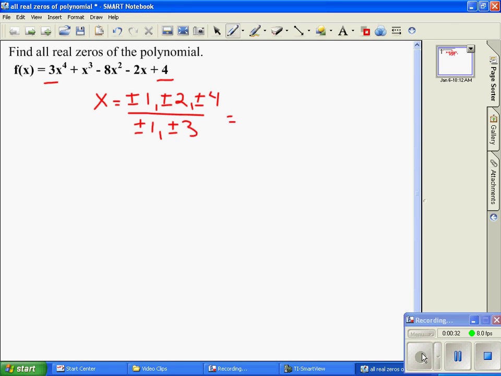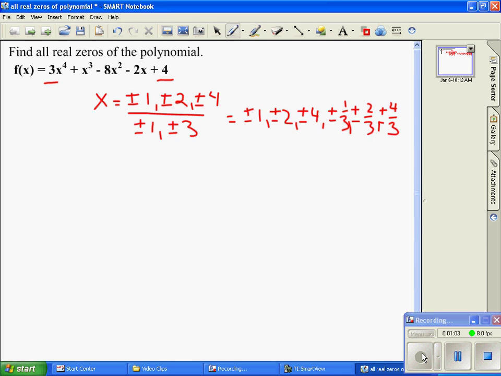So when we simplify these, we get plus or minus 1, plus or minus 2, plus or minus 4, plus or minus 1/3, plus or minus 2/3, and plus or minus 4/3. Now we want to narrow down which ones to use, otherwise we have to test them until we find one. So we're just going to use a graph again to test which one could be a possibility.